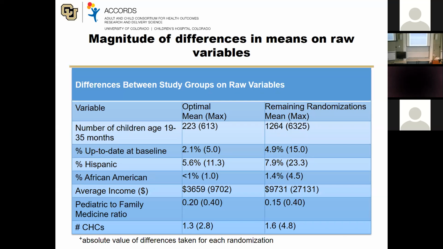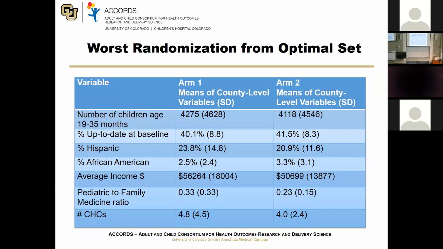So here we compared the absolute value of the differences between study arms for each randomization, the optimal set compared to the remaining randomizations. And you can see that it improves your situation quite a bit. For instance, differences in the number of children in the age group, up-to-date rate differences, up-to-date at baseline, pediatric to family medicine ratio. There are quite a few things there that it improves.